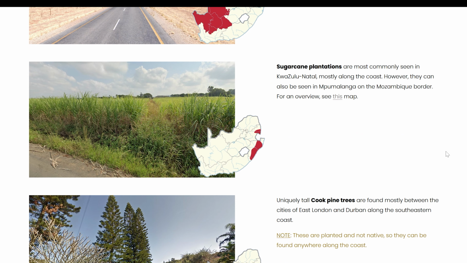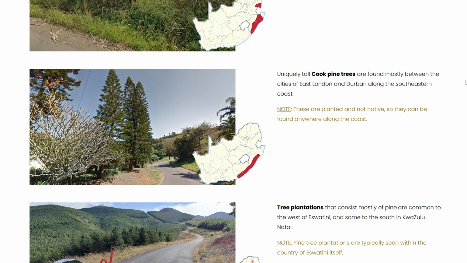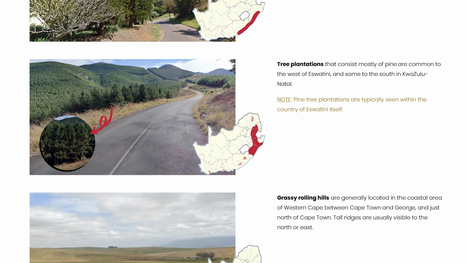We also have some plantations. The sugarcane one you'll find in KwaZulu-Natal. Cook pine trees are found in East London and Durban along the southeastern coast. Tree plantations are just found near Eswatini and KwaZulu-Natal. And then those plantations you could also just find in Eswatini itself.